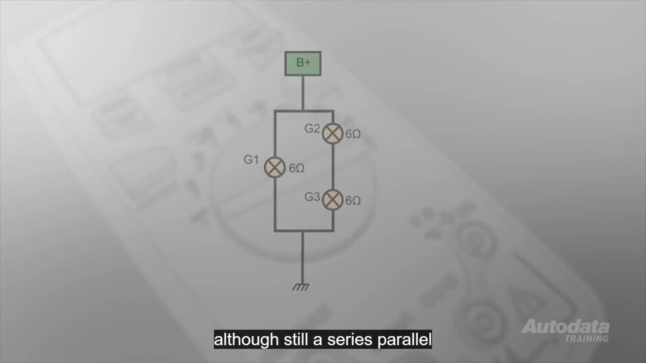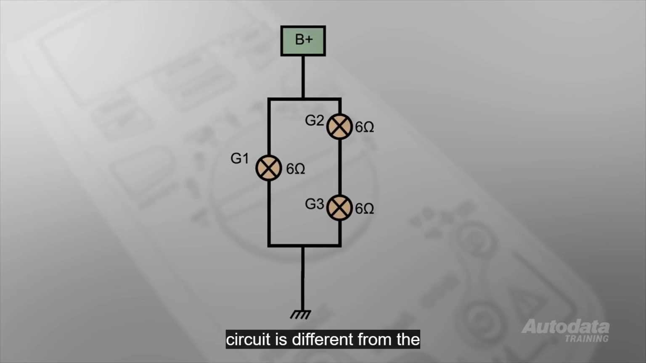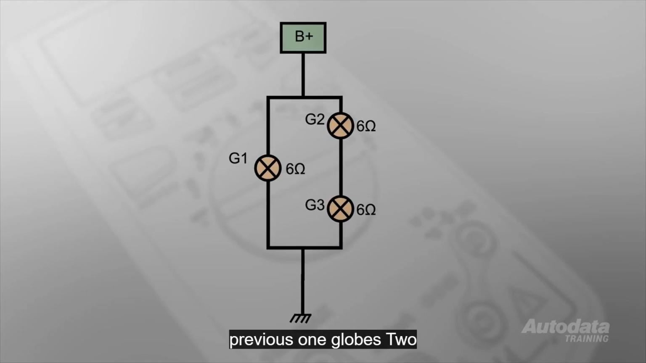This circuit, although still a series parallel circuit, is different from the previous one. Globes 2 and 3 are in series with each other and in parallel with globe 1. This time, will all the globes be the same brightness? The answer, of course, is no.